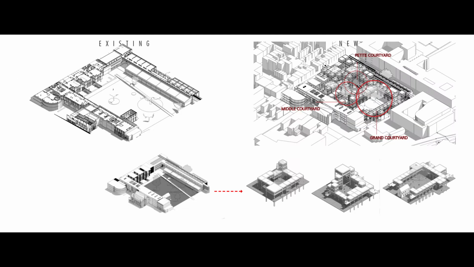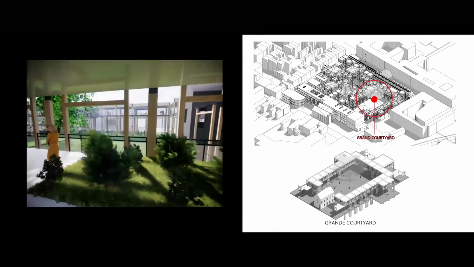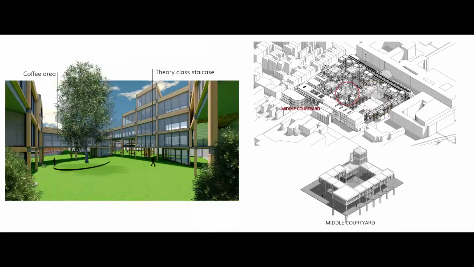Here you can see the three main courtyards that I apply to the spaces of the garden. The first one is the Grand Courtyard, which has the monumental building nearby with a big tree on the side. The next one is the Middle Courtyard, which has a theory classroom inside. It's a bit smaller, but it still has another tree inside.